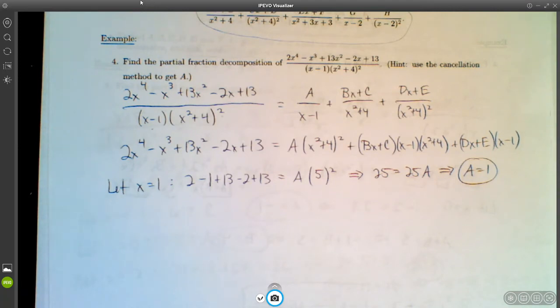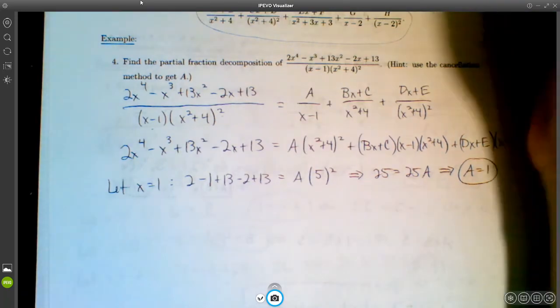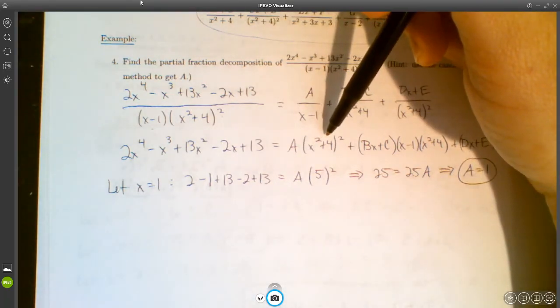Okay, so I know that a is 1. How in the world do I get the rest of these things? I think I'm going to have to equate coefficients. Yeah, I'm going to have to equate coefficients. So, goodness gracious, let's do this.